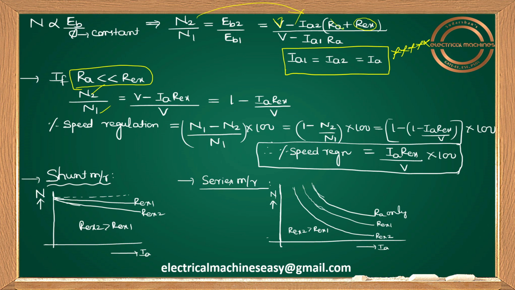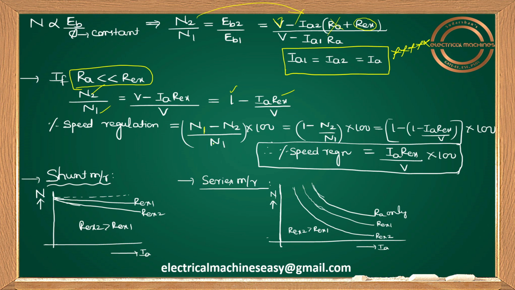Let me neglect this RA, and RA plus RX is there. Then simply write REX only by V. I told you RA is neglected, so IA into RA will be negligible. So V minus IA Rex by V. V by V means 1 minus IA Rex by V. So percentage speed regulation formula is N1 minus N2 by N1 into 100.